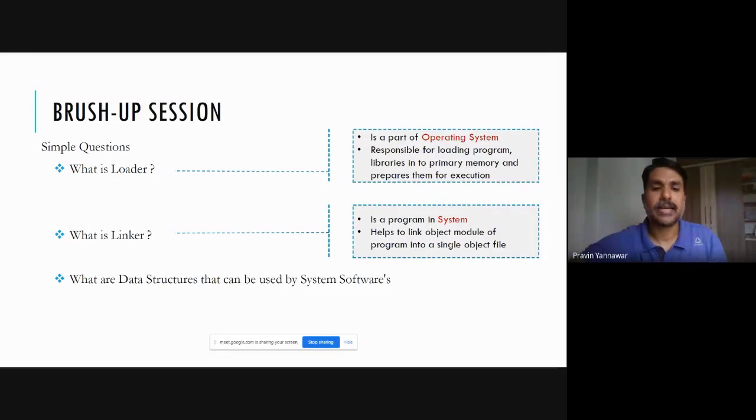Now, what are the data structures that can be used by the system software? Any idea? Yes, what are the data structures that are used by the system software?